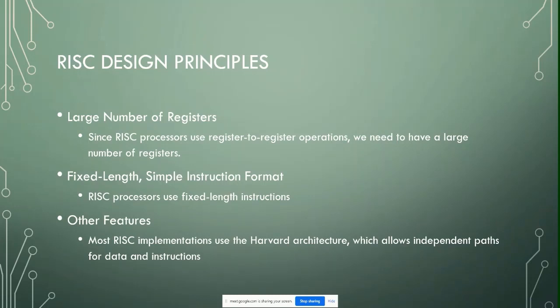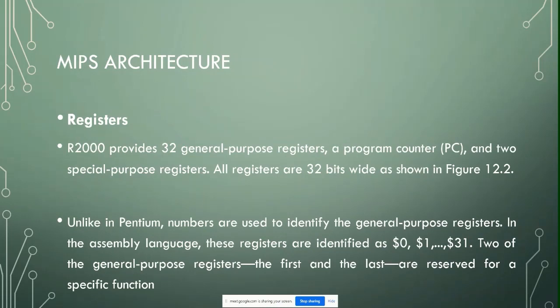All right, so let's go to the MIPS architecture. By the way, in this chapter or in this book, they have decided to use the R2000 as the MIPS processor. The reason for using the R2000 is that this MIPS processor is very close to the original architecture of the MIPS processor. That's why they have chosen the R2000.